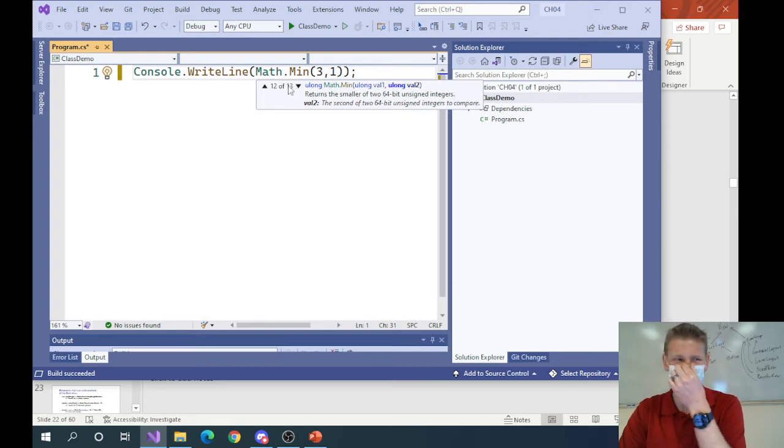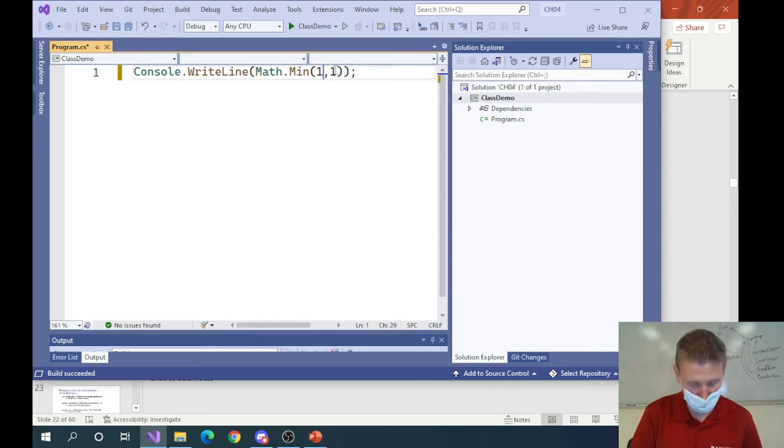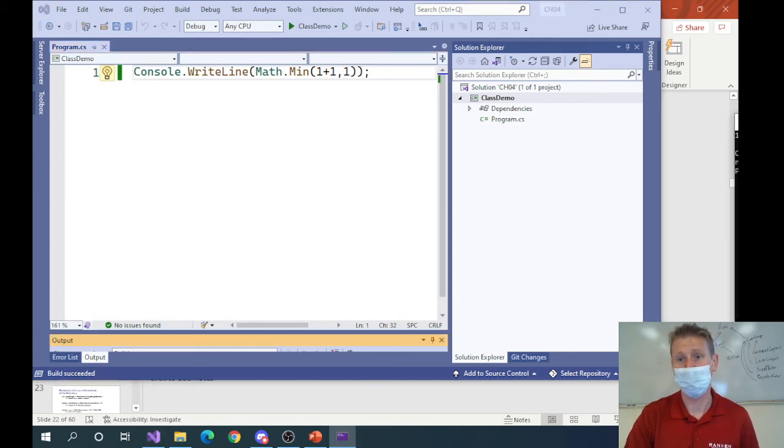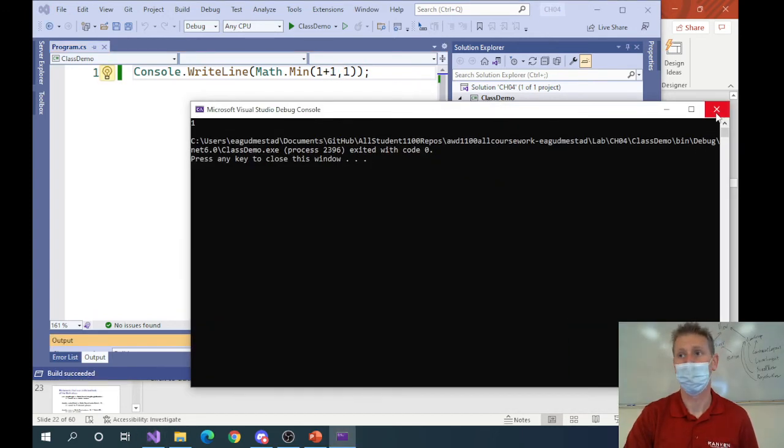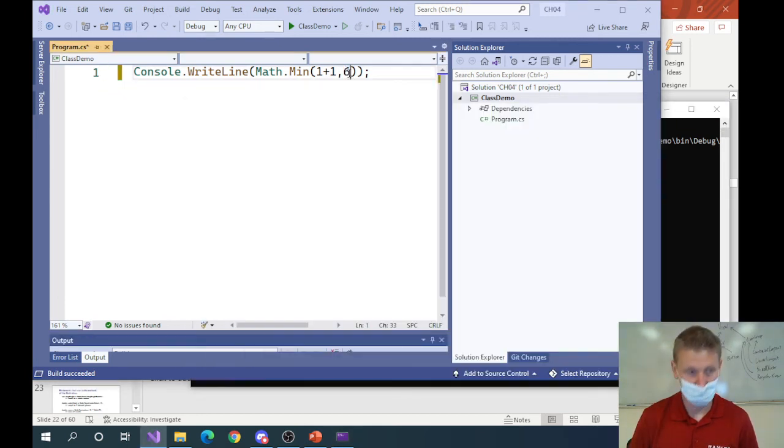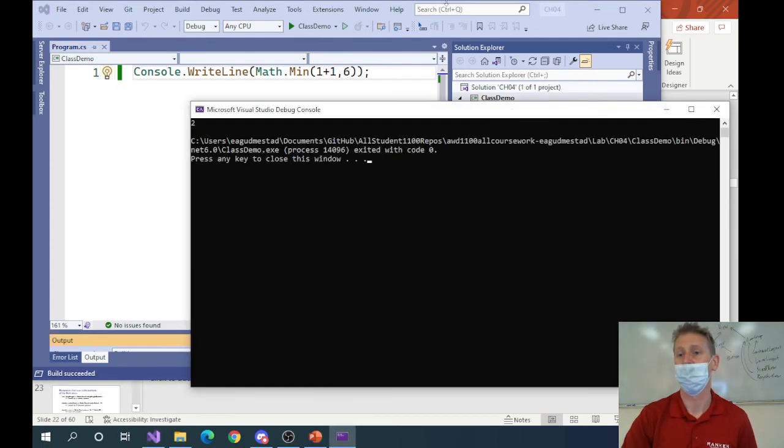Do they have to be like whole integers, or could you do like, say instead of 3 and 1, you wanted to put like 1 plus 2, comma 1 plus 0? You could do that, yeah. So you could do 1 plus 1, and that would know that that's 2. Let's see if we do that. How about that? There you go.